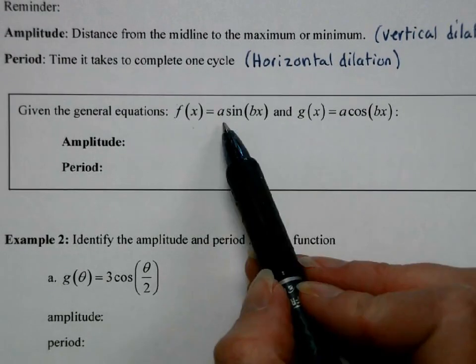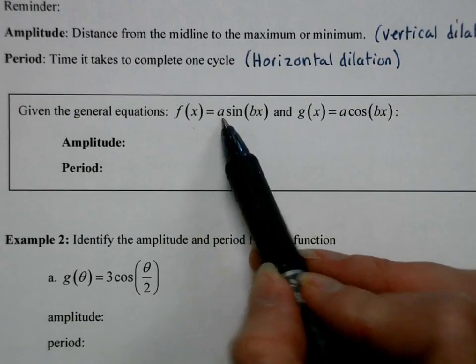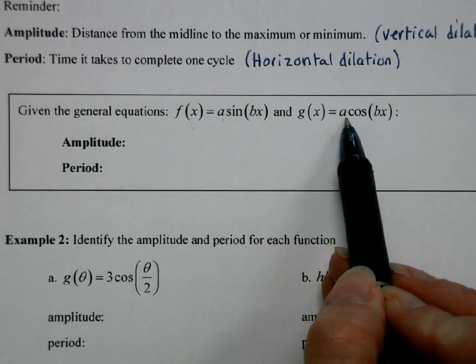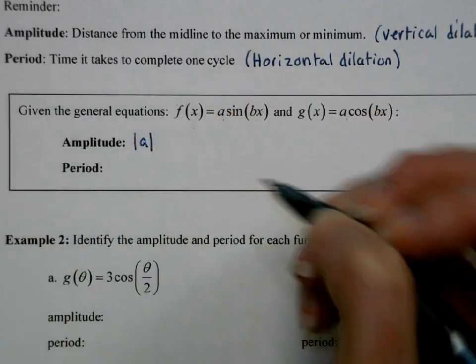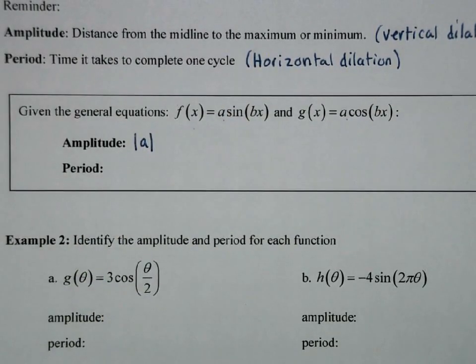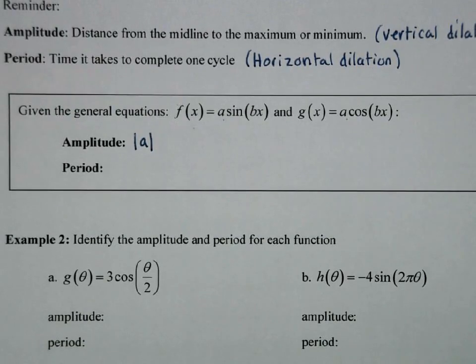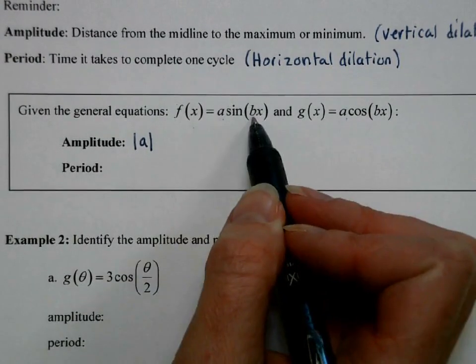So my vertical dilation is when we multiply the outside by some value. So my amplitude is going to be the absolute value of whatever that is, because a can be negative, and that will give us a reflection. But whatever that number is out front, that's our vertical dilation from the graph of sine, and that will be our new amplitude. Our period is going to come from the coefficient of x.